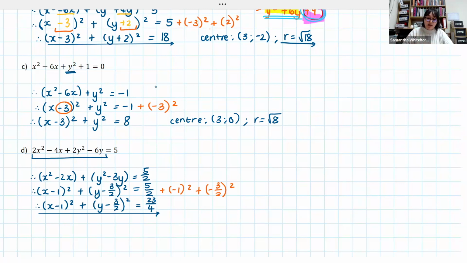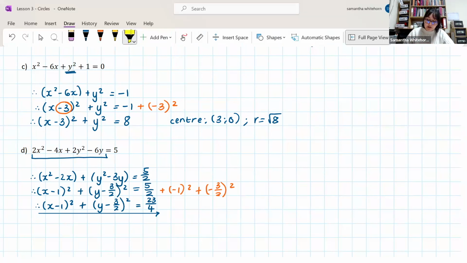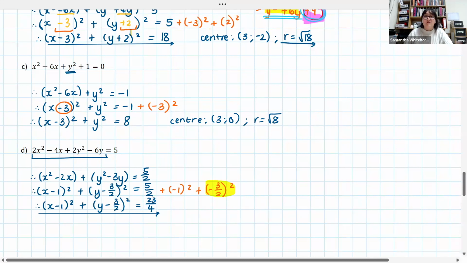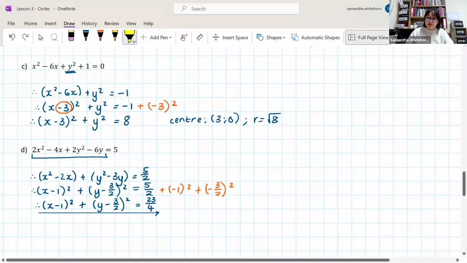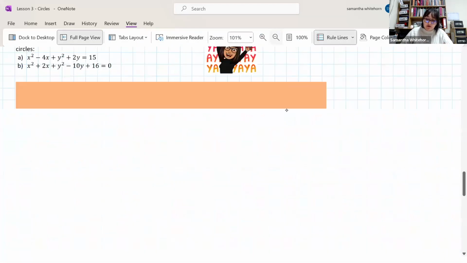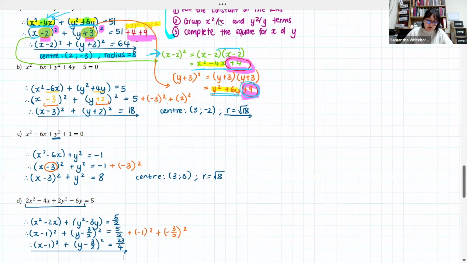You also have a calculator. So when there are fractions that you need to square, like this negative 3 over 2 squared, you have a calculator. You don't have to do that in your head. I think you all could do it in your head and know it's 9 over 4. But if you can't, again, use your calculator. Okay, so completion of the square is not something to be scared of. It's not something to be intimidated by. Literally just follow those steps and you will get it right.